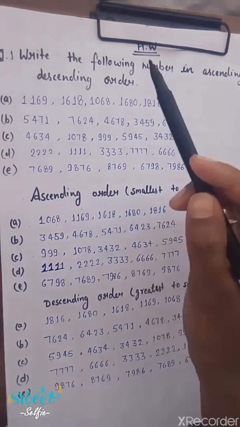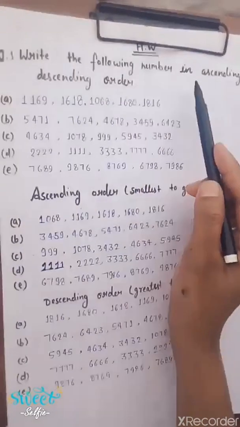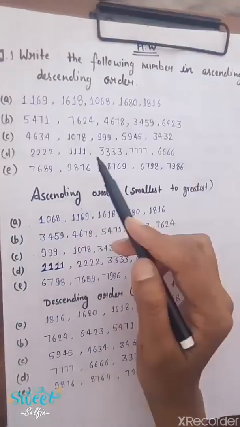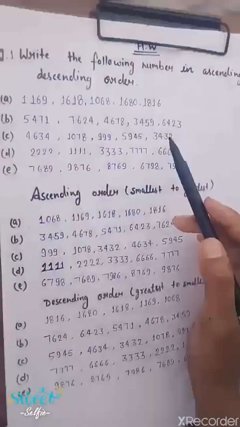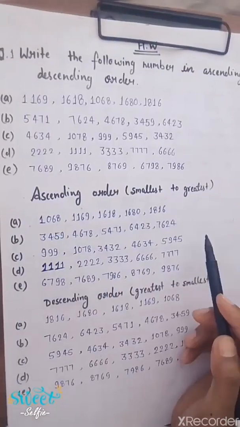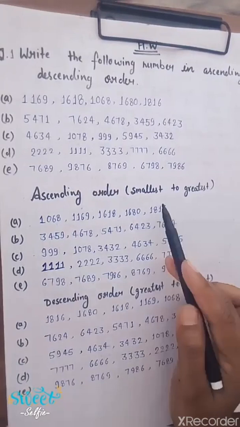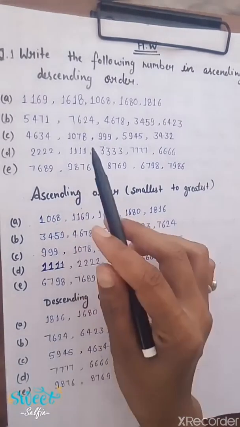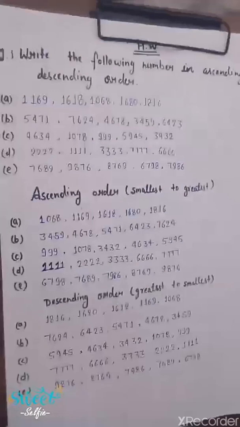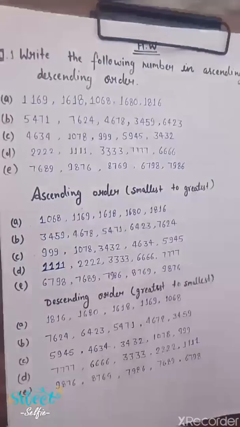Our first question was: write the following numbers in ascending and descending order. There are some numbers, and using them, we have to write in ascending and descending order. First we will write in ascending order. Ascending order means smallest to greatest. So look at the number A. In A there are 5 numbers. So tell me, which is the smallest number?